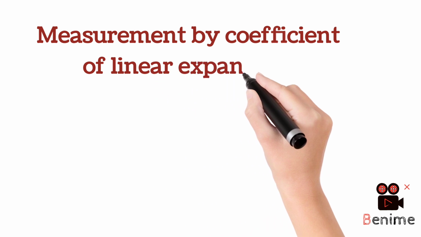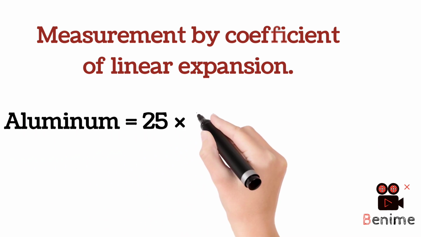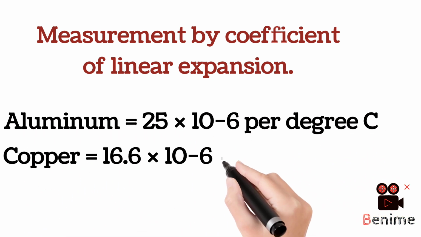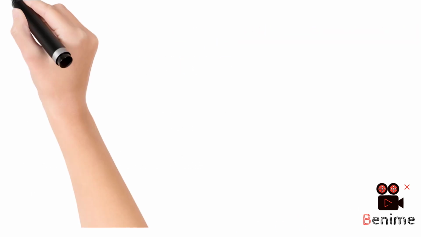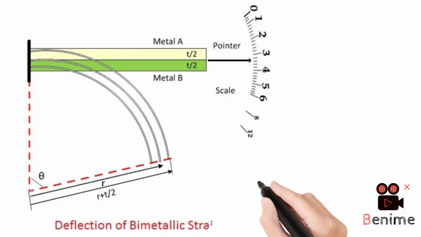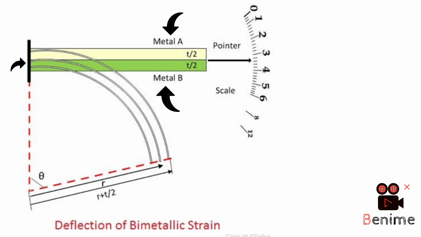Temperature measurement by using coefficient of linear expansion. The value of alpha varies from material to material. Some of the coefficient of linear expansion values can be seen here. The figure shows the bimetallic strip. It can be constructed by joining two metals, metal A and metal B, and one side is fixed. But the important point is, both metal A and metal B have different coefficients of linear expansion.